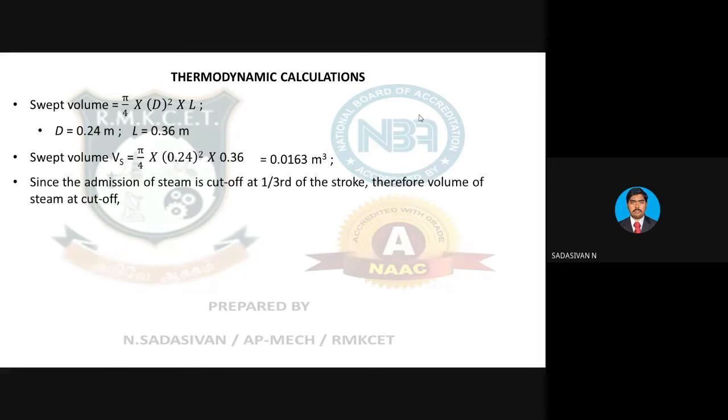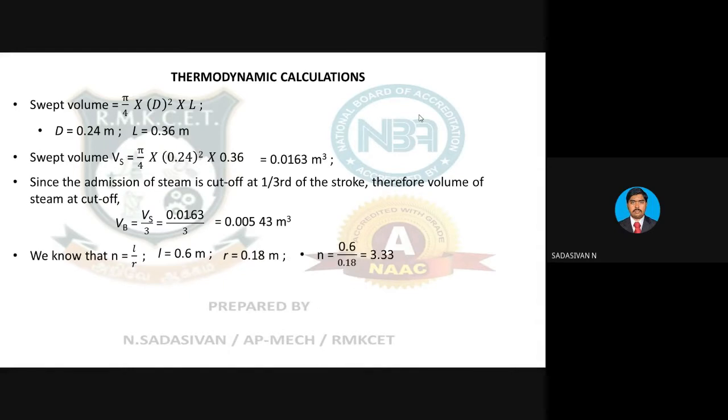Since admission of steam is cut off at 1/3 of the stroke, the volume at steam cutoff is 1/3 of this volume, correct? At 1/3 of the stroke we are stopping the steam inlet, and the volume at that point is 1/3 of the swept volume, which is 0.00543 meter cube. Now find the obliquity ratio L by R. L is 0.6, R is 0.18, so L by R is 3.33. It has no unit; it is a dimensionless number.